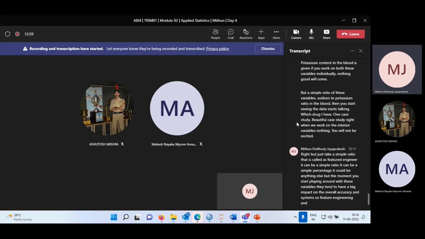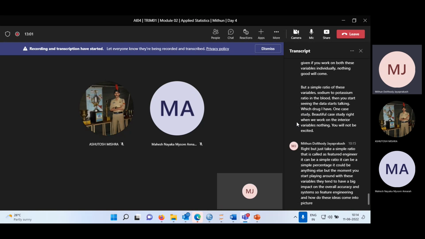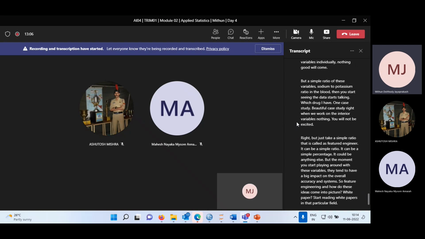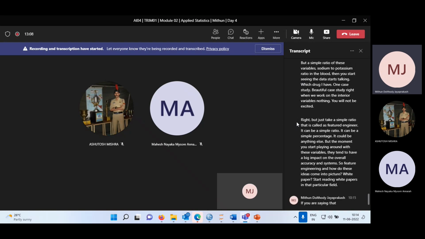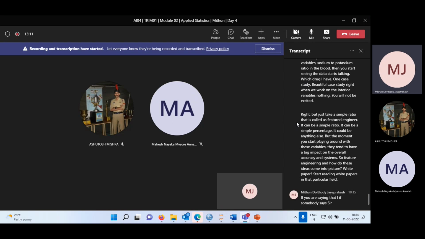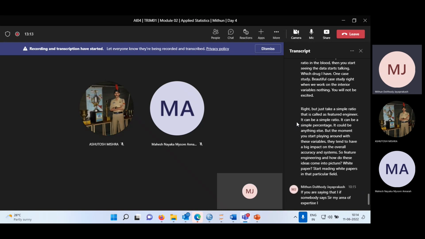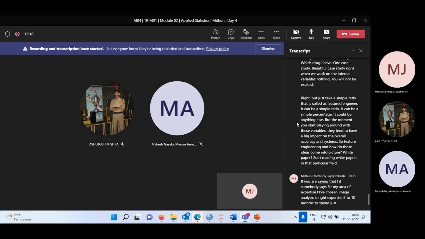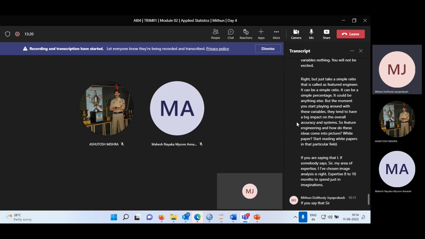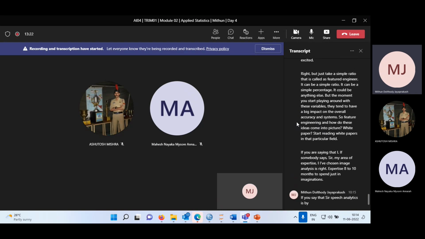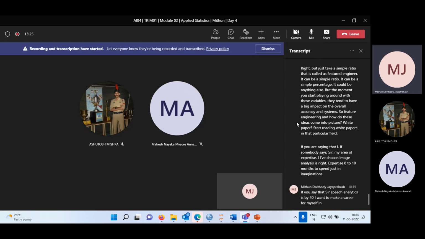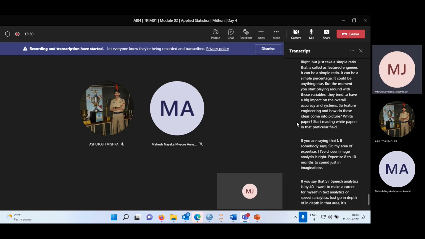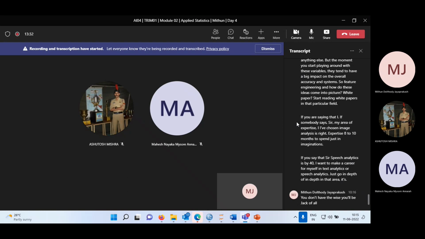And how do these ideas come into the picture? White papers. Start reading white papers in that particular field. If somebody says, sir, my area of expertise, I've chosen image analysis, then 8 to 10 months you spend just on image analytics. If you say, sir, speech analytics is my forte, I want to make a career in text analytics or speech analytics, just go in depth in that area itself. Otherwise you'll be a jack of all, master of none.